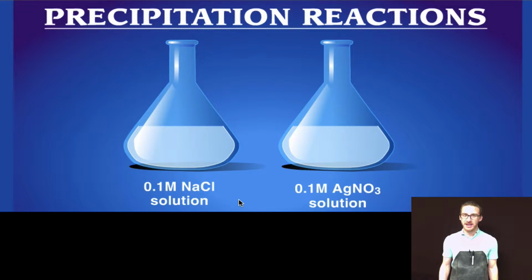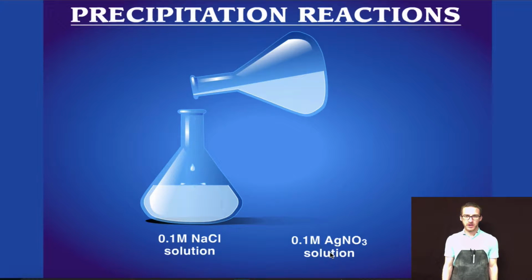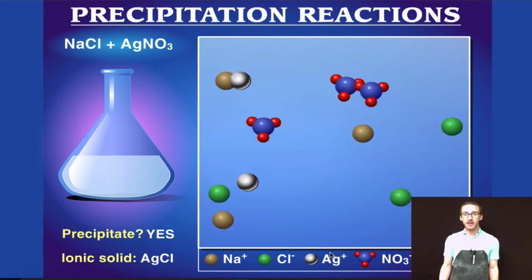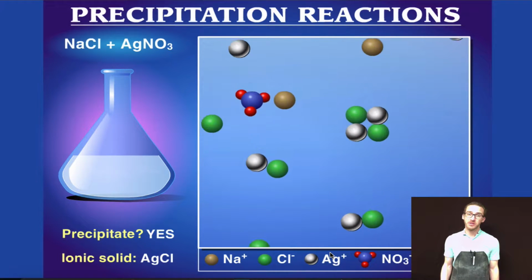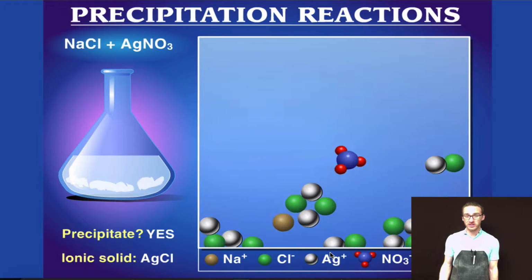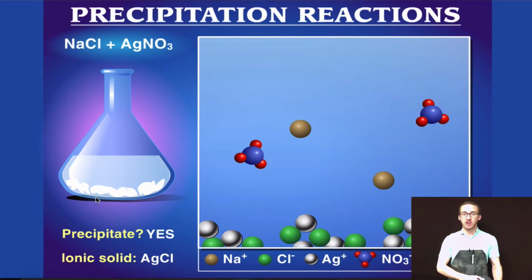Let's take a look at an example precipitation reaction. I'm going to mix together some aqueous sodium chloride and some aqueous silver nitrate. When we mix these two solutions together, we're going to form a precipitate, an insoluble product. At the molecular level, you'll see some of those ions come together and settle out of solution as a solid or a precipitate. And at the macroscopic level, you're just going to see this solid form at the bottom of your beaker or your flask.